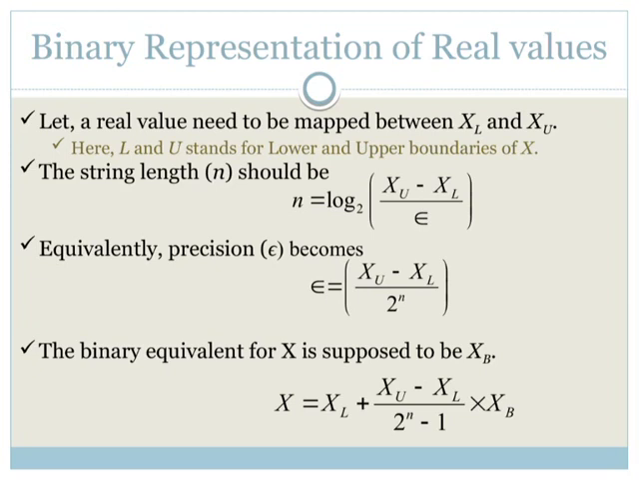So that is n = log base 2 of (XU minus XL) divided by epsilon. The precision can be represented by this formula. From this equation you can come to this equation. Now the binary equivalent for X, suppose X suffix B, can be represented by this formula. This is how any real value can be represented in the binary format.